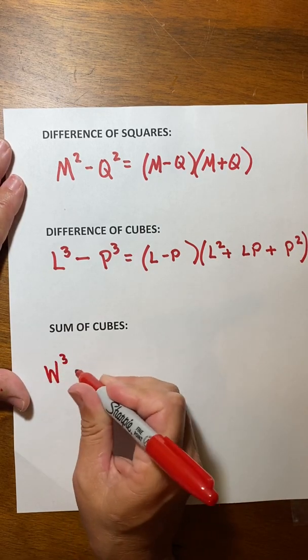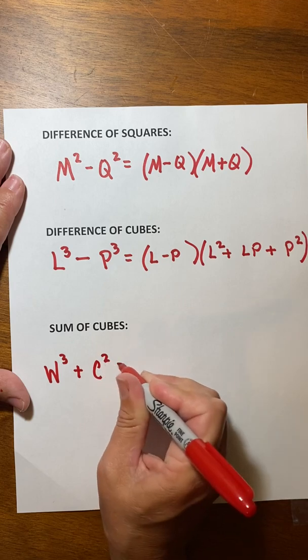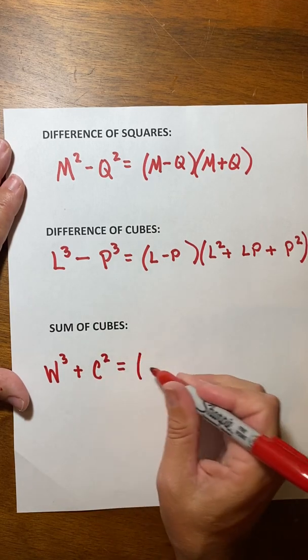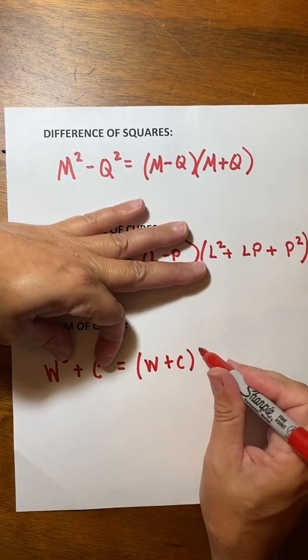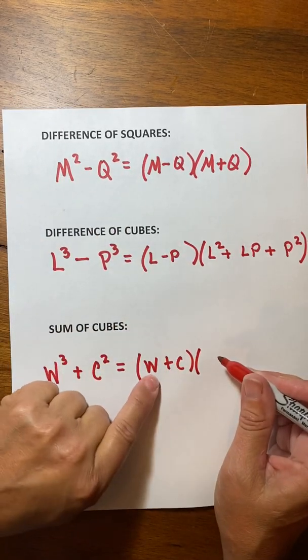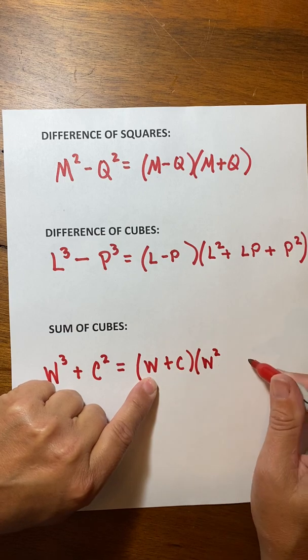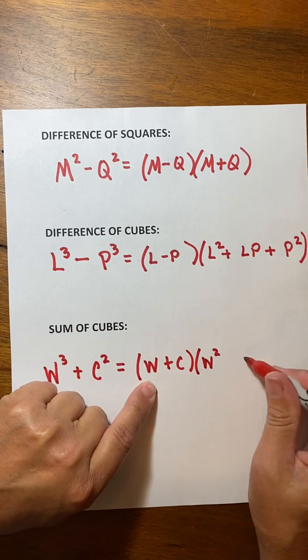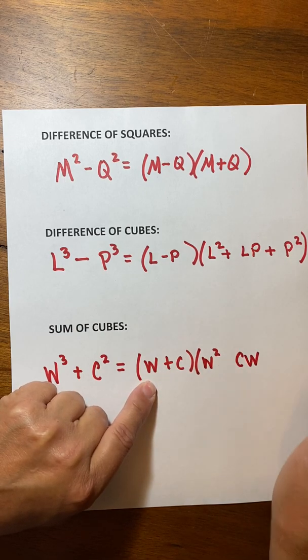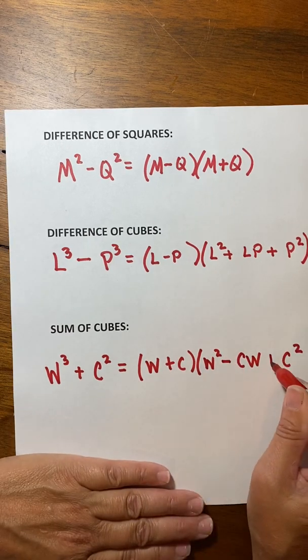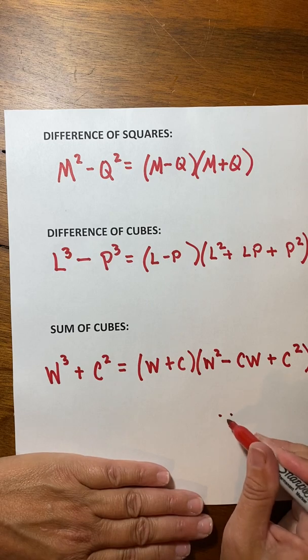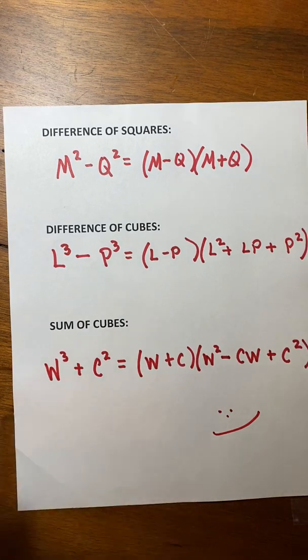W cubed plus C cubed is W plus C, and it's that times that. W squared is first. What goes in the middle is W times C. And what goes on the end is C squared. Same sign, opposite sign, positive. All right, have fun with factoring.